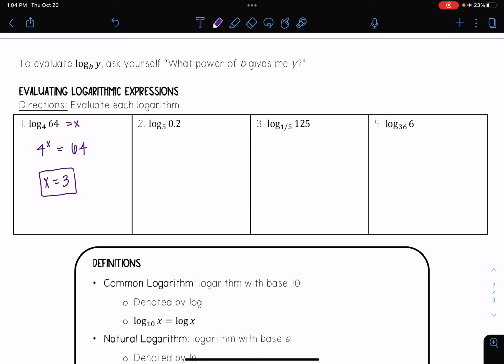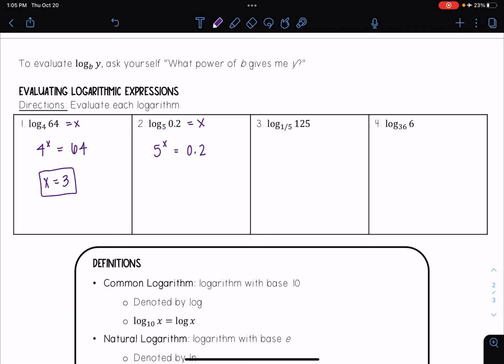Let's look at the next one. Here, log base 5 of 0.2. I'm going to set this equal to x. So here I'm asking myself, what power of 5 is equal to 0.2? This time I'm getting a number that's less than 5. So I know it's not going to be 1 or above, because 5 to the first power gives me 5, and 5 squared gives me 25. That's getting me further away from 0.2. It's not the 0 power because that's 1.